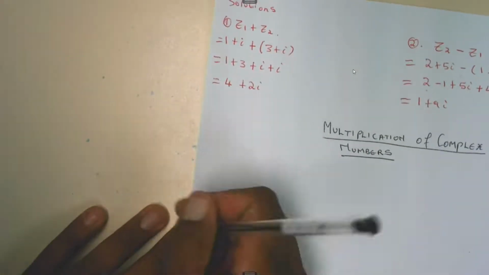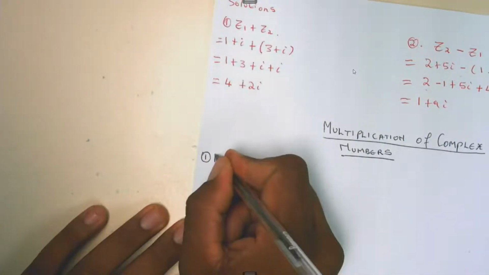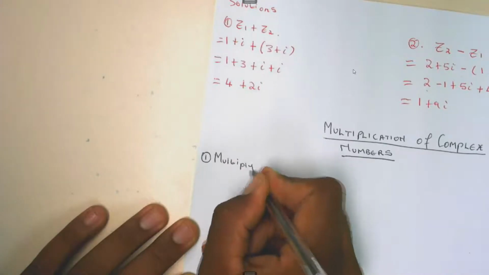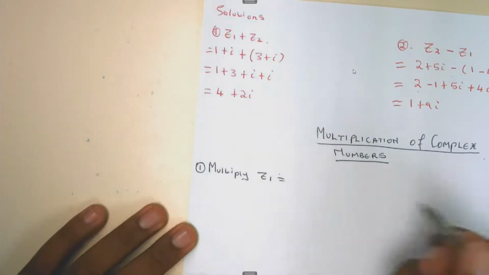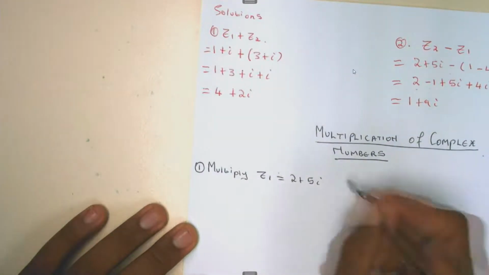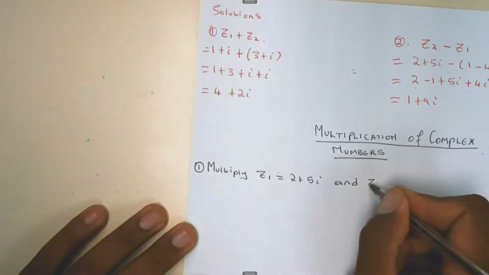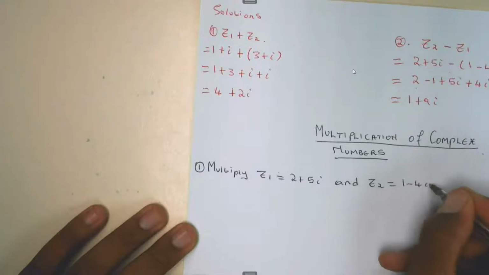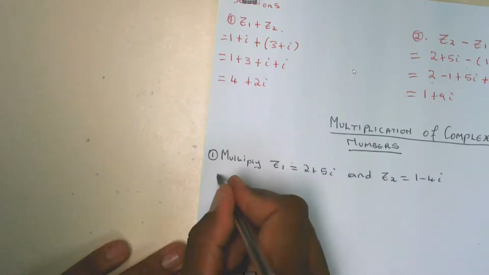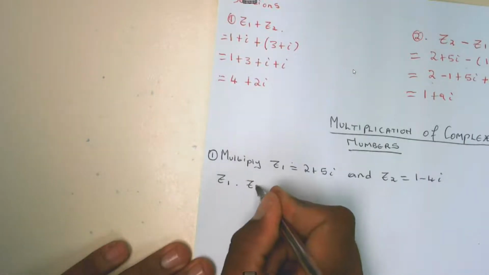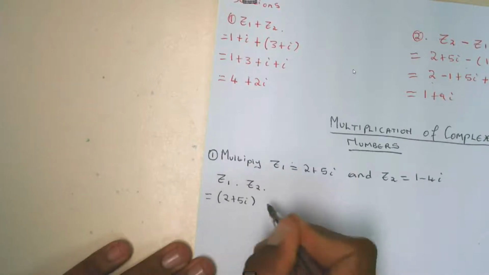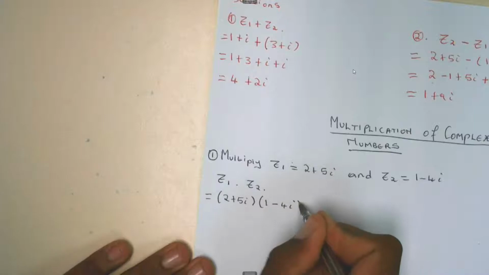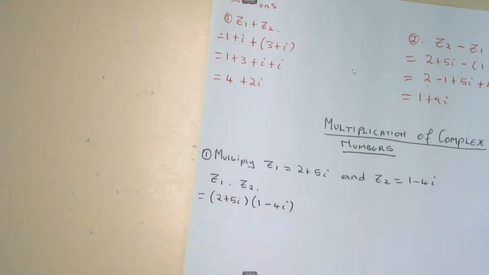We'll use the same activities we have. Number one, multiply Z1, which is, we can use this one, 2 plus 5i, and Z2, which is 1 minus 4i. We understand Z1 multiplied by Z2, simple as that, which will be Z1, it is 2 plus 5i multiplied by 1 minus 4i. Remember, these two are binomials. That's why we keep them inside the bracket. This binomial multiplied by this binomial.